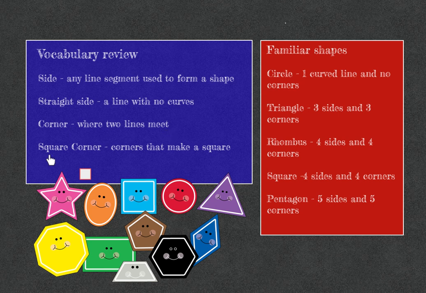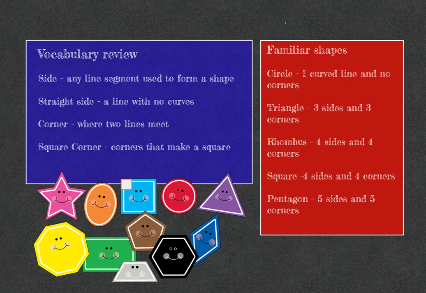We also have a square corner, corners that make a square. This can be seen by placing a smaller square within the square to see that it makes a perfect square. We also have our familiar shapes that we've learned. We've learned about our circles, which are a curved line with no corners.